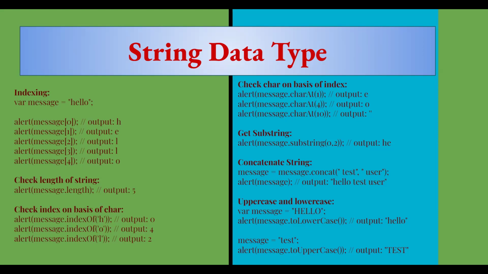And if you want to find the character at a particular index, then you can use the charAt method. This is similar to the first way of getting a character on the basis of index using brackets. So you can use either brackets or the method charAt. If you try to access the character at an index which is not available, then it will return output as an empty string.